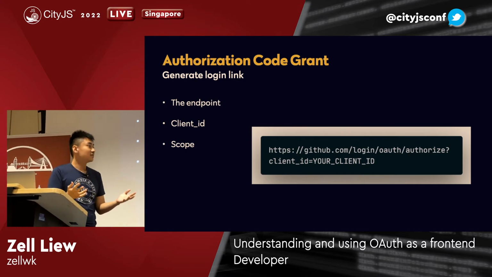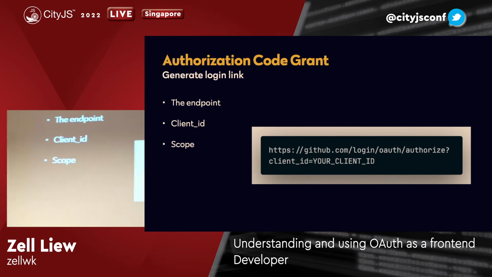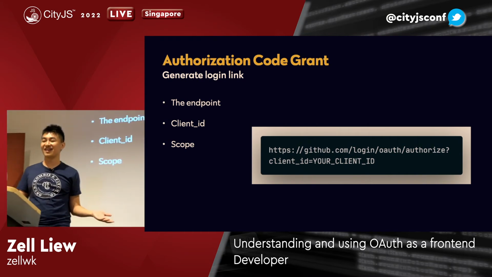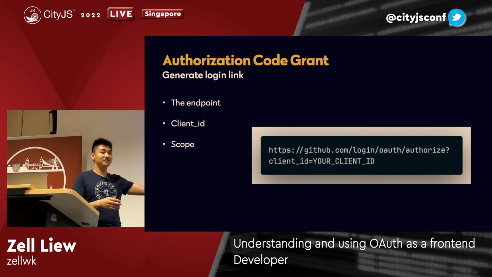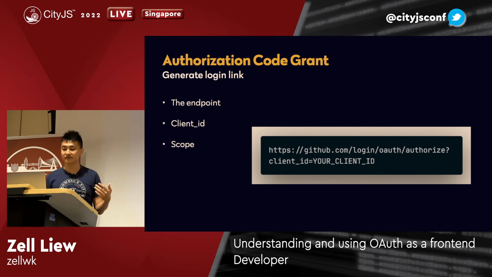Second is to generate a login link that allows the person to log in at the identity provider. Most of the time, this will be simple. You need the endpoint, which in this case looks like github.com/login/auth/authorize, something like that. Then you need a client ID, which tells GitHub that this is your client, so that it can show your login thing. And you need a scope as well. That's optional. Again, I'll talk about scope in a bit.